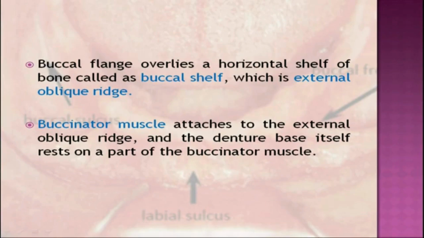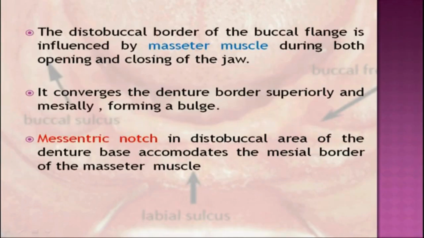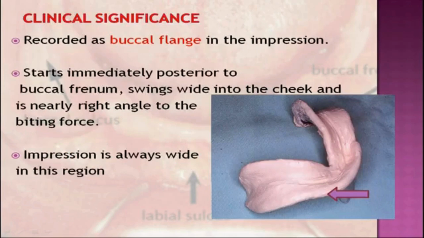The distal buccal border of the buccal flange is influenced by the masseter muscle during both opening and closing of the jaw. It converges the denture border superiorly and mesially, forming a bulge. The masseteric notch in the distobuccal area of the denture base accommodates the mesial border of the masseter muscle. It is recorded as a buccal flange in the impression. The buccal flange starts immediately posterior to the buccal frenum, swings wide into the cheek, and is nearly at right angles to the biting force.